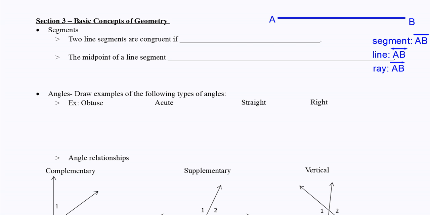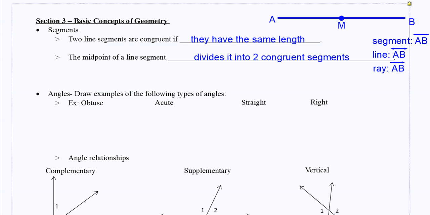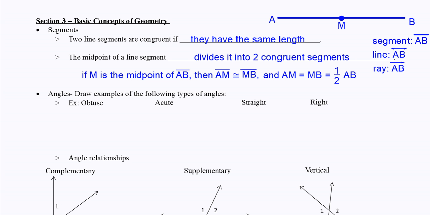Okay. So we're talking about line segments. Line segments are congruent if they have the same length. So if two segments have the exact same length, we say they're congruent. And we can also talk about the midpoint of a line segment. The midpoint is right in the middle, and it divides that into two congruent segments. Okay? So if M is the midpoint of a line segment AB, then the two pieces, AM and MB, are congruent. They have the same length. And also, just to be aware that their lengths are exactly half the length of AB. And by the way, notice here I have no line segment above the letters AM. That means I'm talking about the length of that segment.